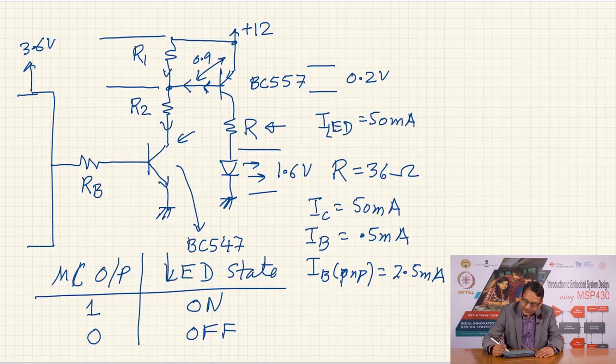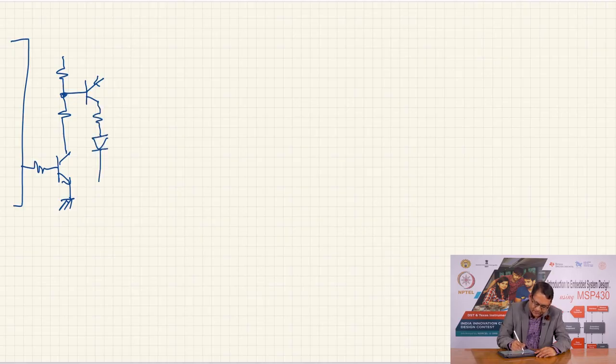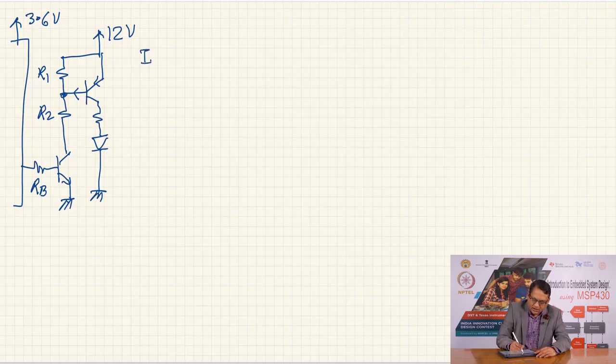So, let me redraw the circuit here for easy reference. Here is my NPN transistor, here I have R1, here I have R2, here is my base of the second transistor, here is my resistor and my load, and this supply voltage is 12 volts, whereas the supply voltage of microcontroller is 3.6 volts, and this is R1 and R2 and this is RB. This current we have estimated, so IB of PNP we have estimated to be 2.5 milliampere.